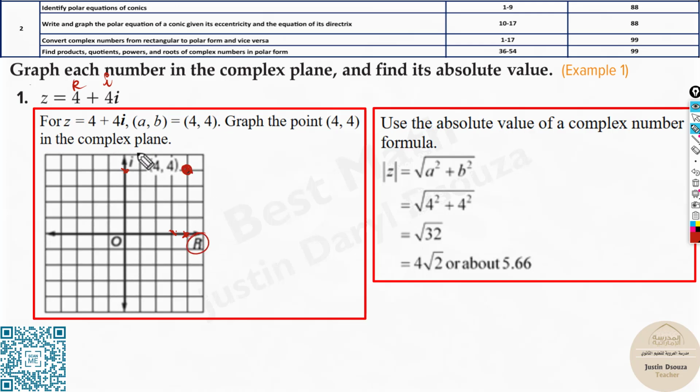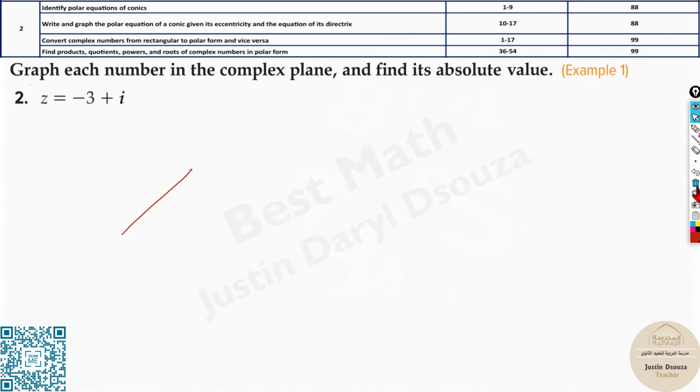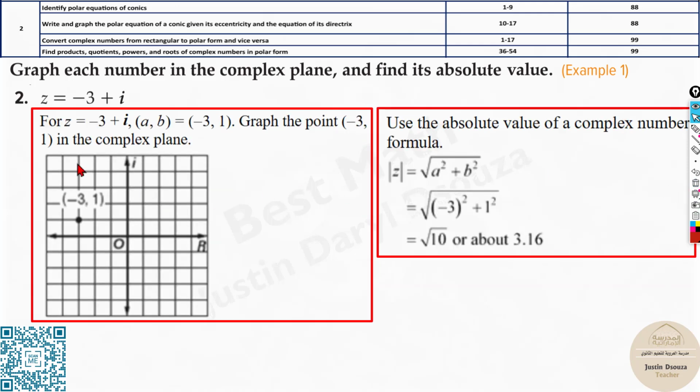So you can see this R is for real part, I is for imaginary part. That's it. If you draw a straight line over here, that would be the radius given over here. So that's how we do that. Now let's look into the graph directly. Minus 3. So 1, 2, 3, left side minus 3 and 1. I is 1. So this is the point.